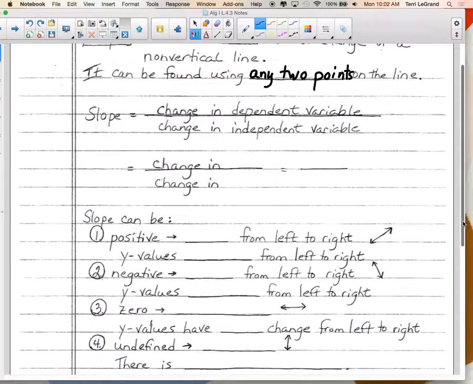Change in dependent variable over change in independent variable. Change in y over change in x. You've already been exposed to this. What else is it commonly referred to? Rise over run. How much is it rising? How much is it running? Rising is in what direction? Vertical, so we're talking up or down, positive or negative, up or down. And running is horizontal, left to right, negative to positive, positive, negative, whichever way it is running, okay?